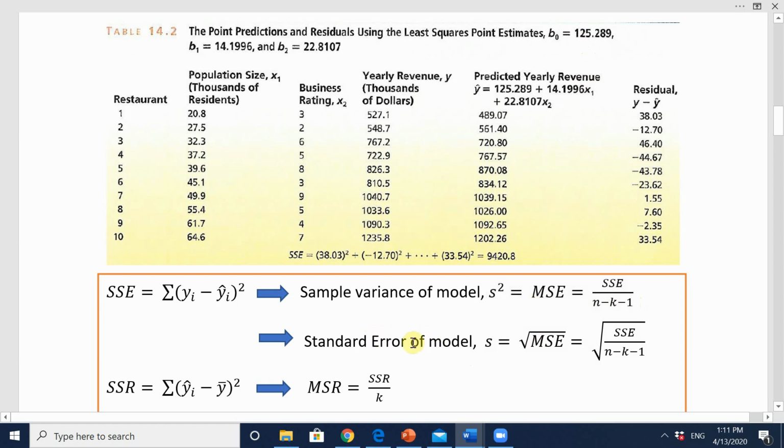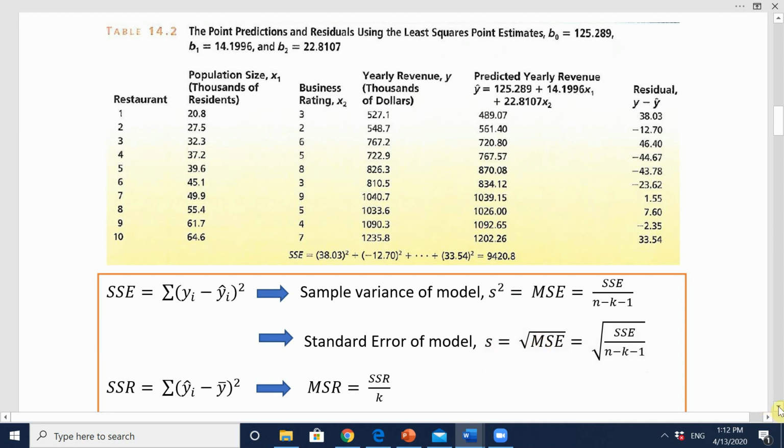Further, I can now get my standard error of the model. Standard error is simply taking the square root of S squared to give me S, which means, in fact, square root of MSE. Okay, here we are. So that will serve as my standard error of the model.